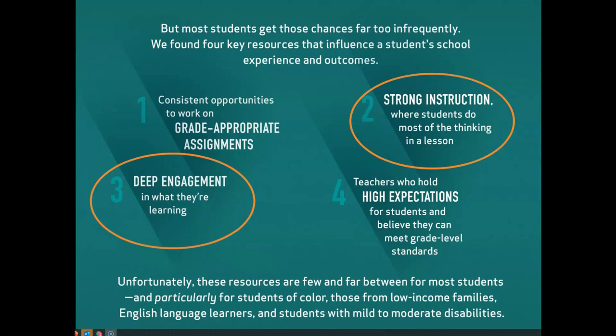As you might remember from our first session, we hypothesized and found that 4 key resources influence the outcomes that students achieve in the school year. During this series, we are going to focus on 2 of them: strong instruction, which is the type of instruction that asks students to do the majority of the thinking, and deep engagement, which involved students sharing that they found what they were working on in class interesting, enjoyable, and they were concentrating deeply on it.